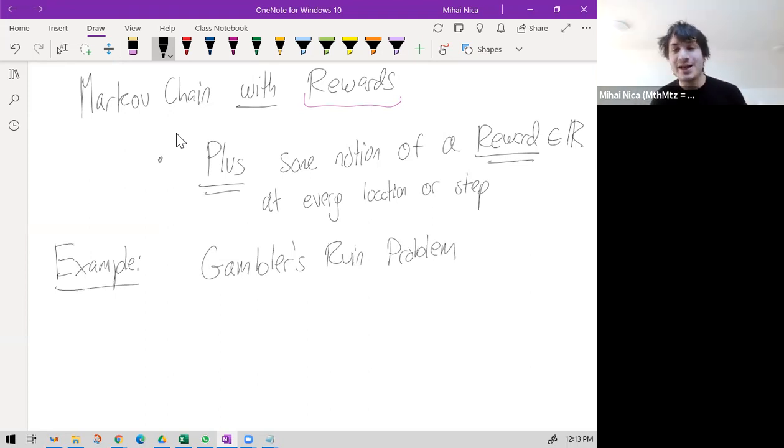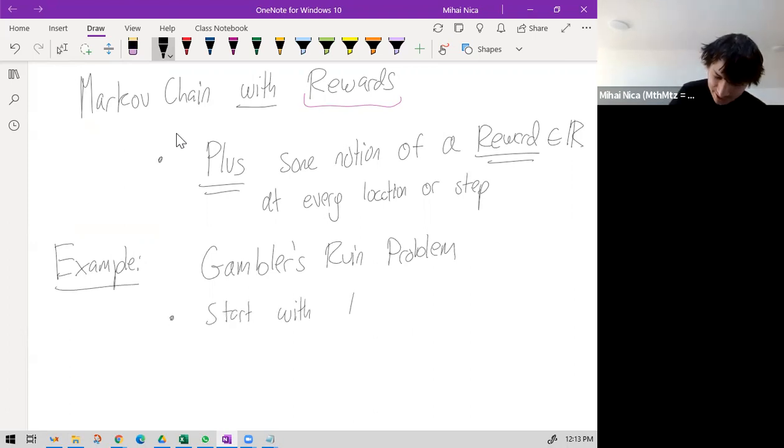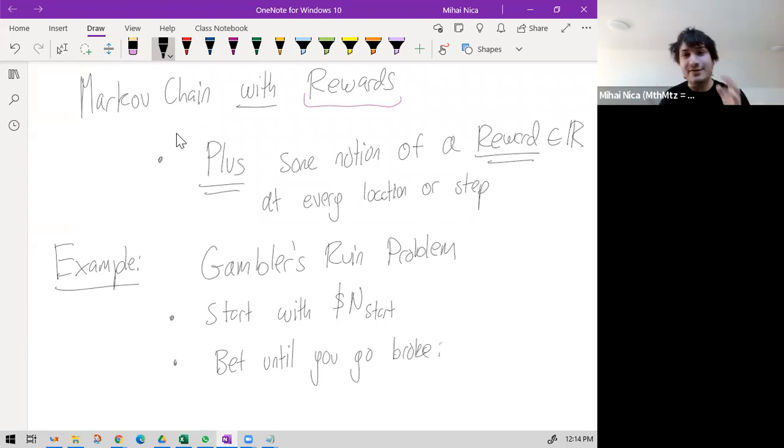Imagine you're a gambler and you go to a casino. Your starting money is some amount. So you start with N start dollars. And you are going to go to the casino. You're going to bet on coin flips. So your amount of money can go either up or down. And you're going to bet on coin flips until one of two things happens. Either you go broke. So you bet until you go broke.